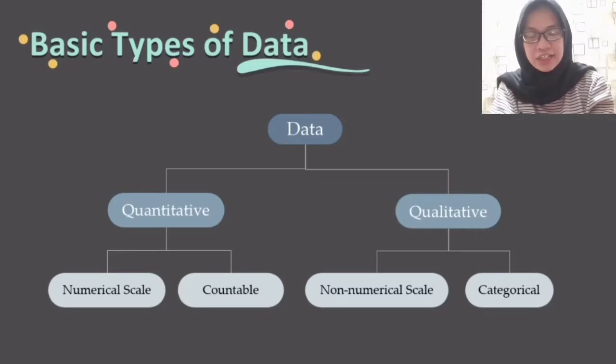Next, there are two basic types of data. First is quantitative and the second is qualitative. Quantitative data is numerical scale and countable. It's about numbers and it can be counted. Whereas qualitative data is non-numerical scale and categorical. It's not about numbers, it's about category or characteristics.